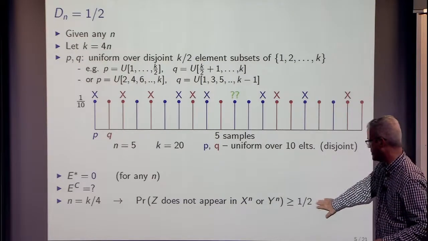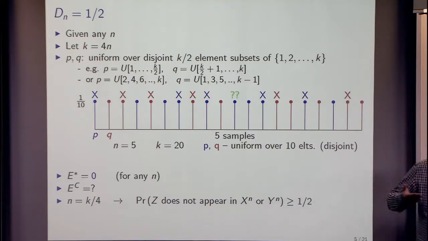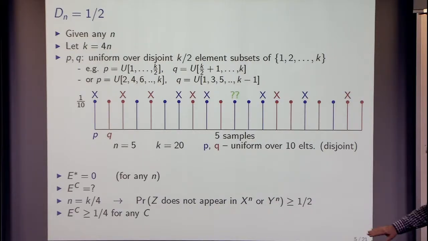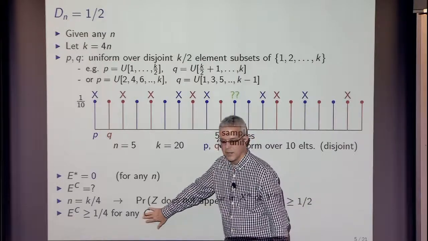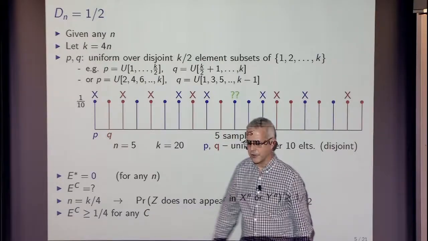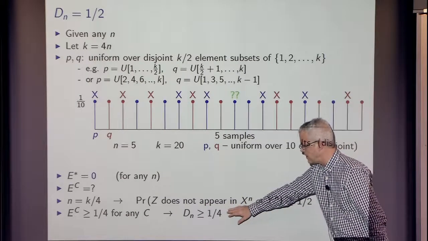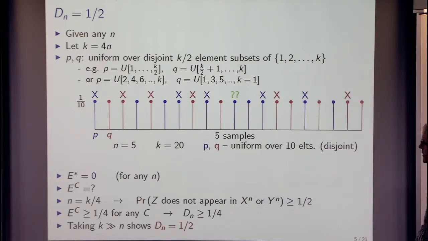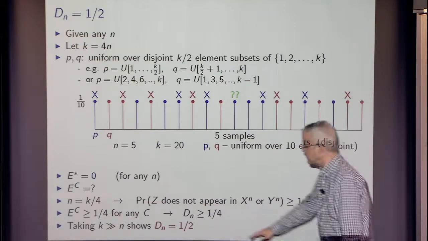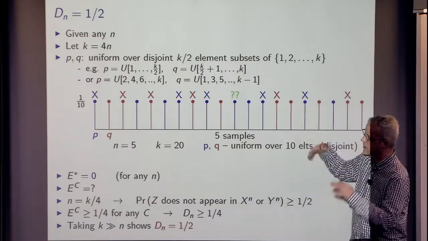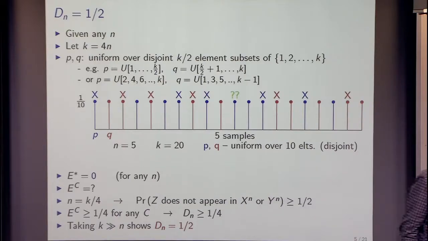So it's at least 1/2, and therefore the error that we'll commit is at least 1/4, because at that point we need to guess. So that implies that the error is at least 1/4 for any classifier. Okay, and so therefore the best that we can guarantee is at least 1/4. And if we take k to be much larger than n, then we can get 1/2, right? So if we took k to be like 1 billion times n, then you get as close to 1/2 as you want.